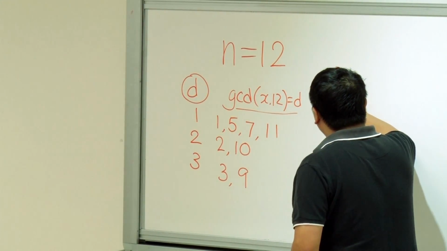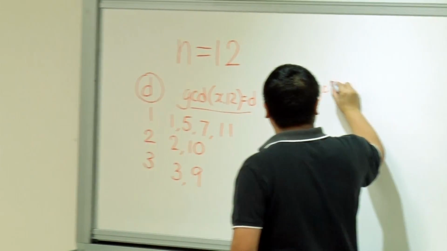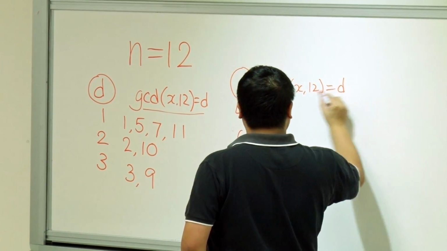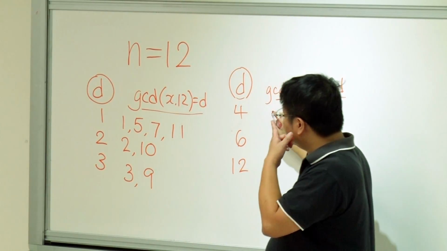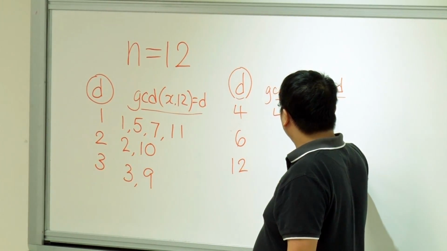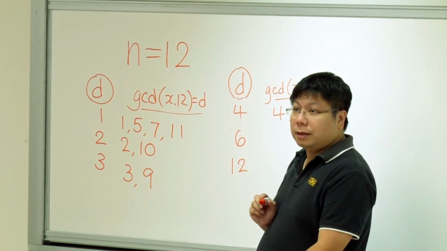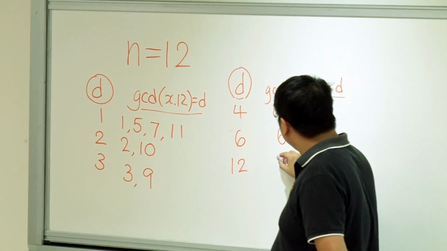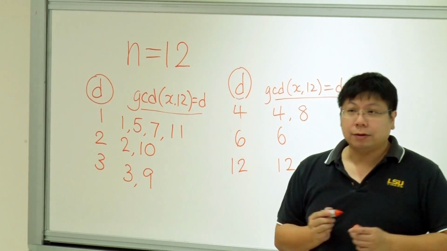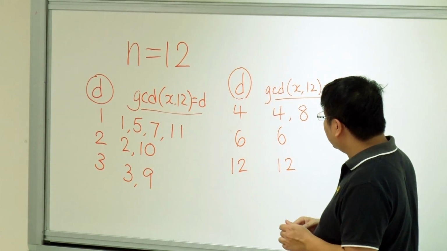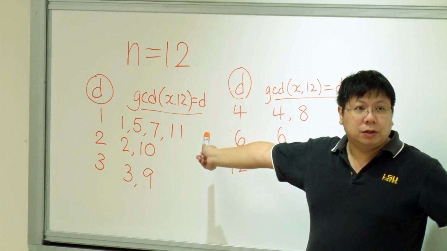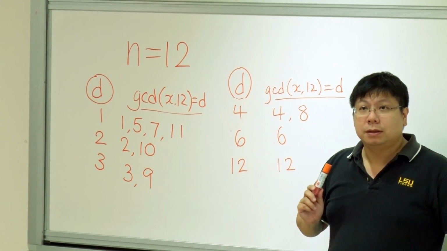And then how about GCD with 4? So let's write down again GCD of x and 12 is equal to d. Okay. So what are the numbers? So 4 is a number, and then 8 is a number. Am I correct? And then 6 is just 6. 12 is just 12. Is that okay? Okay. So if we put the numbers here, then each number from 1 to 12 appears exactly once.